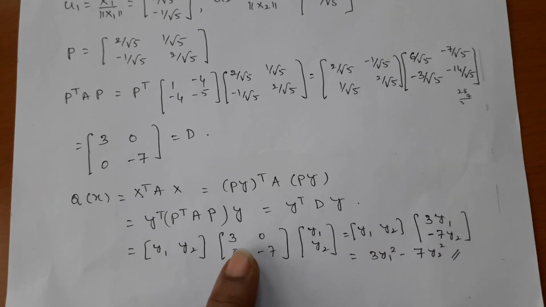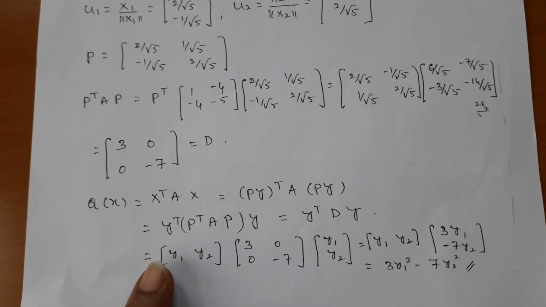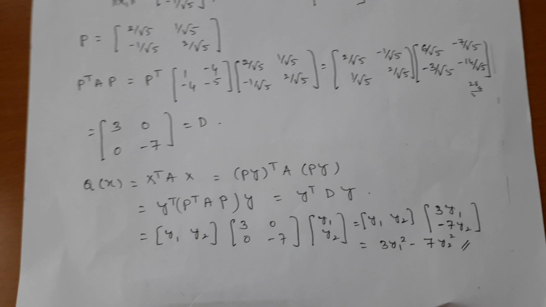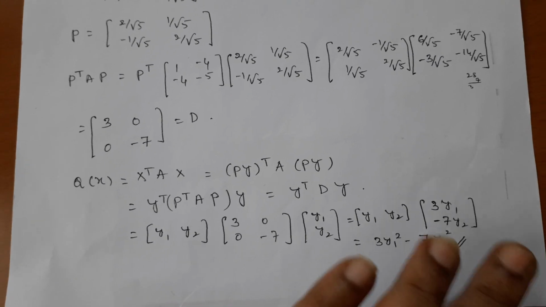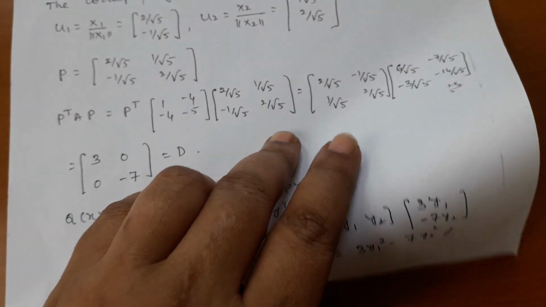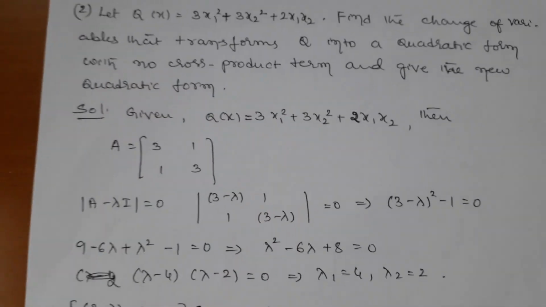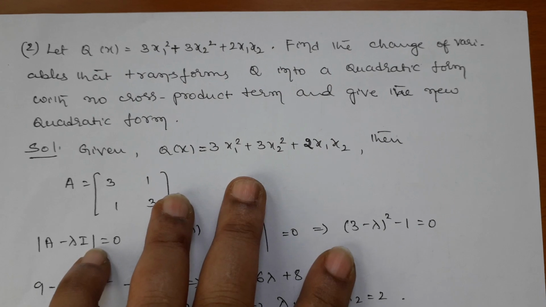You know how to multiply: 3y1 minus 7y2, again multiplied with y1, y2. We get 3y1 square minus 7y2 square. Observe, we get a quadratic form without any cross product terms. This is a way to find the quadratic form without cross product terms, supposing the original has cross product terms. Similarly, I am going to take another problem.